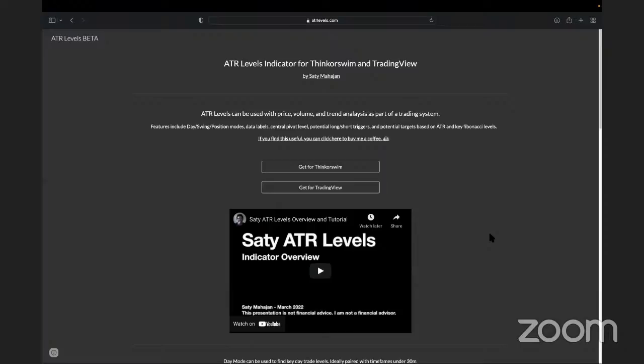And I'm excited for today because a lot of people have been asking me about this. So tell us about this indicator a little bit. For folks who are new, I will link this in my description: atrlevels.com. There's the website here, and there is an introduction video going over the settings of the indicator, and it's available on Thinkorswim and TradingView both. I use TradingView, so I'll go over that later. And Saty uses Thinkorswim, so you can see how to use them in both platforms.